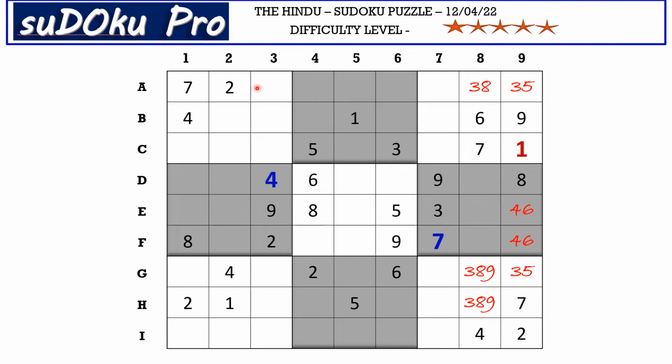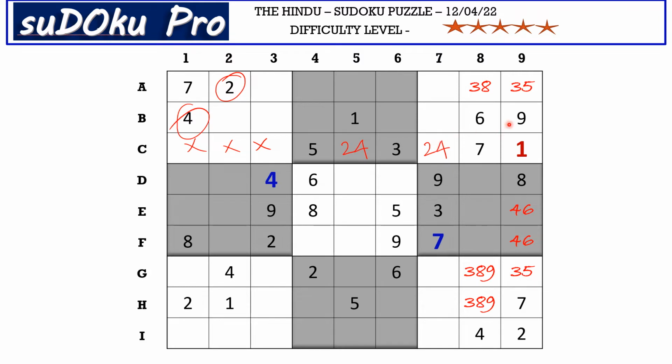Now you have 2 and 4 in this block which blocks these three cells. So in C row you can see only 2 empty cells and 2 and 4 go in these two cells. So let's mark it with the 2 4 pair.